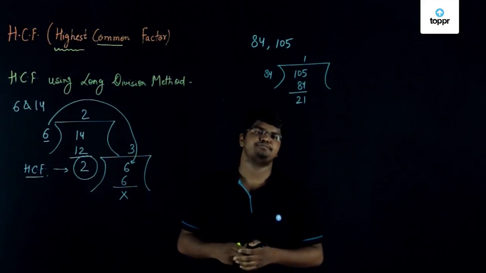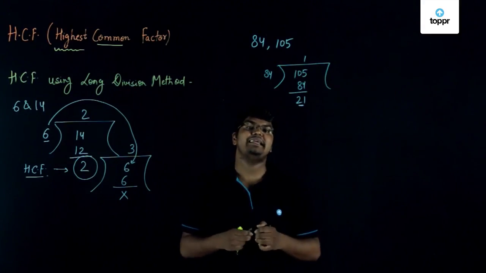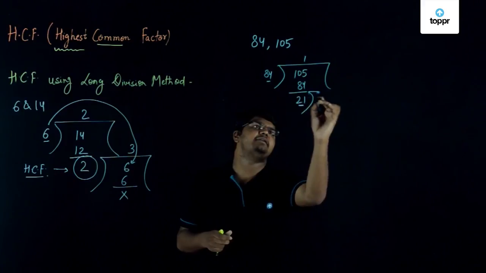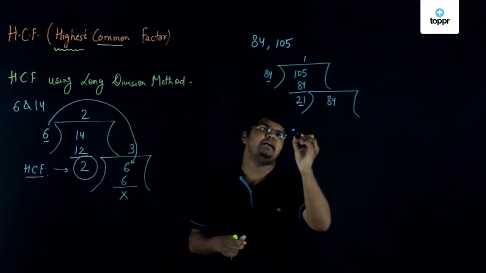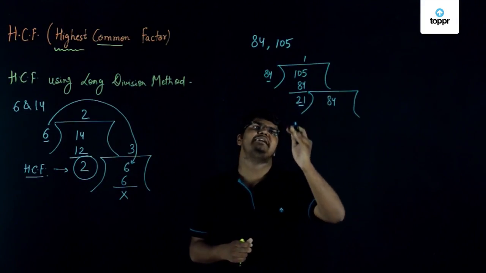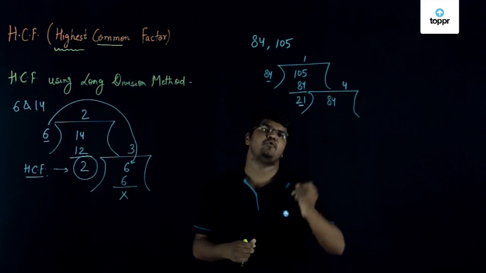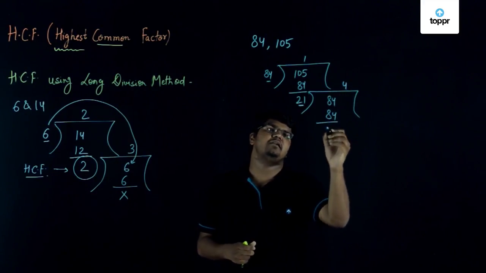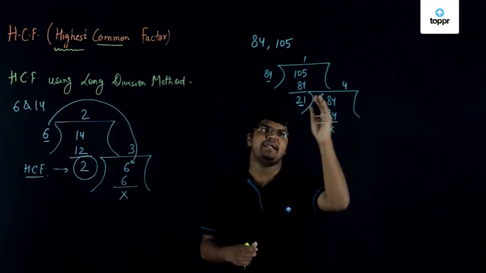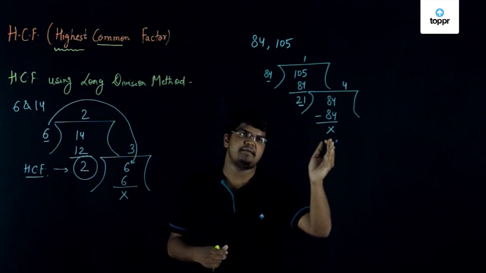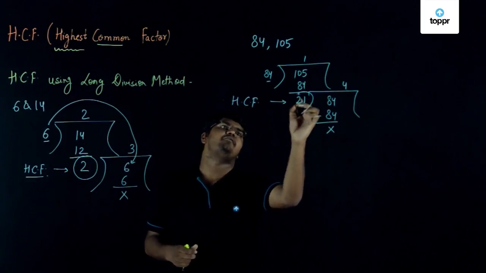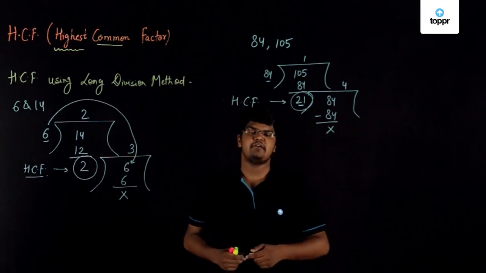Now what do we have to do? Now this 21 will become the new divisor, and this 84 will become our new dividend. So we'll write this 84 right here, and now we will divide this 84 by this 21. So 84 when divided by 21 gives us the quotient as 4. We'll now have 84 in the subtraction, and 84 minus 84 will give us 0 as the remainder. So since 84 subtracted from 84 gives us a remainder of 0, we can say that the HCF of 84, 105 was 21.